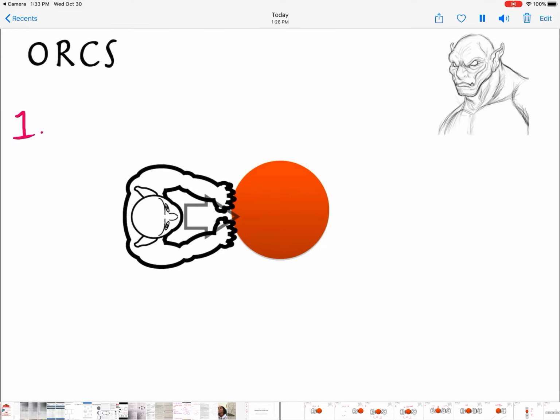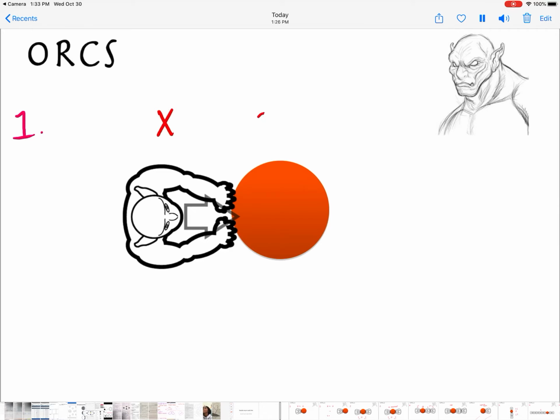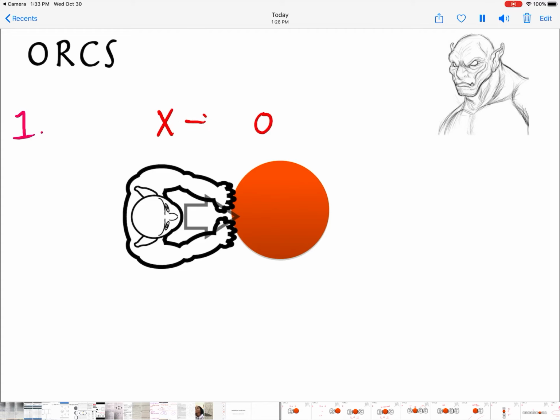To begin, on your paper where it says number 1, draw a picture of what this slide looks like. To save you time, so that your picture is not some detailed orc, you can put an X for the orc, and for that circle, you can put a circle or a square. On your paper, draw that image, and include an arrow showing what direction it's moving.